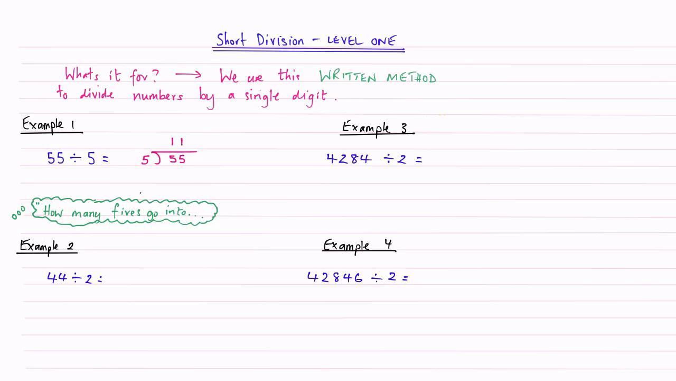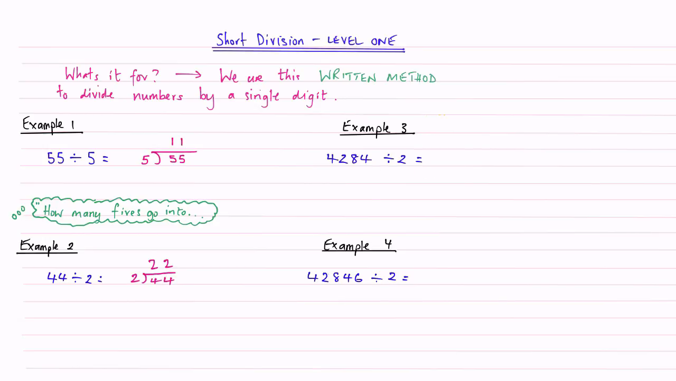Right, if we move on to example number 2, it's exactly the same. So first step is we're going to draw the line and the curly brace, write the number that we're dividing underneath, and then the number that we're dividing it by goes on the outside. This time it's not going to be 5, it's going to be 2. So how many 2s go into 4? The answer is 2. And how many 2s go into the second 4? The answer is 2. So 44 divided by 2 gives me 22.